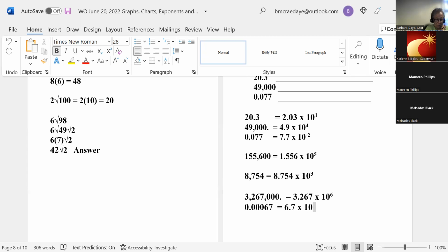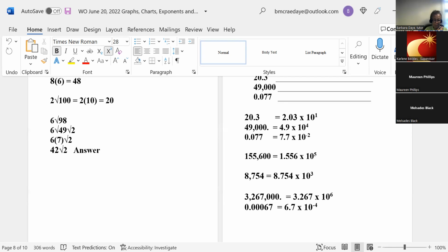How many places did you move it? 4. Plus or minus on the power? A minus on the power. That's right. Minus 4. Mercedes, you got it?